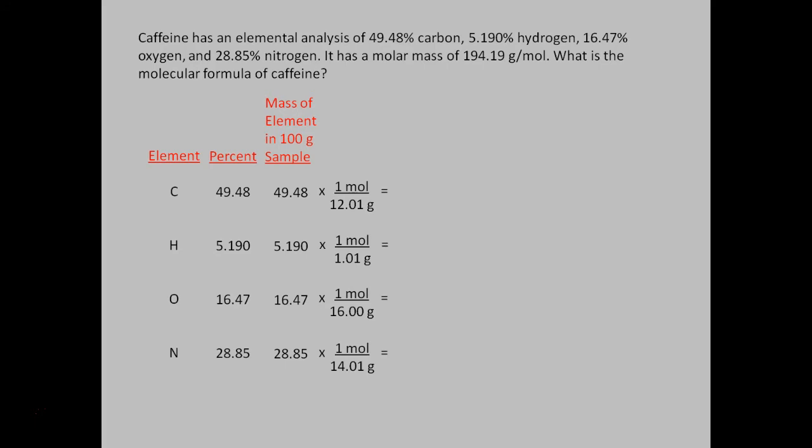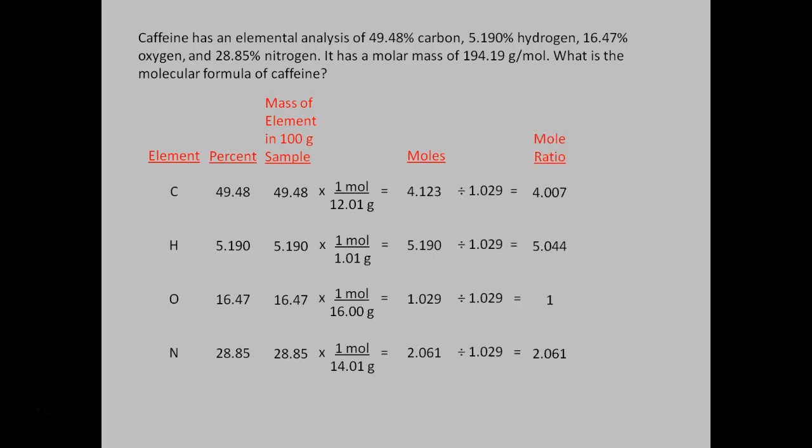Then we're going to divide each of these masses by their molar mass to get moles. So now I have moles of each element present. Then I'm going to take the smallest number of moles, in this case my moles of oxygen, and divide the moles of each of them by the moles of oxygen. This will give me a mole ratio. I can look at these numbers and see that most of them are close enough to their whole number that we can just round. And so my new mole ratio will just be the rounded numbers.